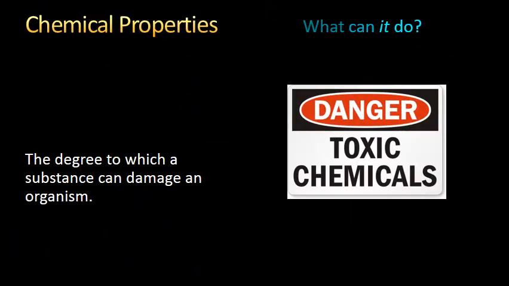One way to determine a chemical property is to ask yourself, what can a substance do? In this case, we have the example of being toxic, or toxicity. And we define a chemical by what kind of damage it can do to you. Is it a toxic chemical?